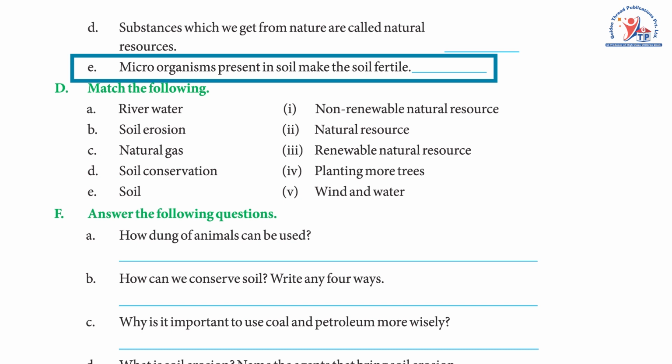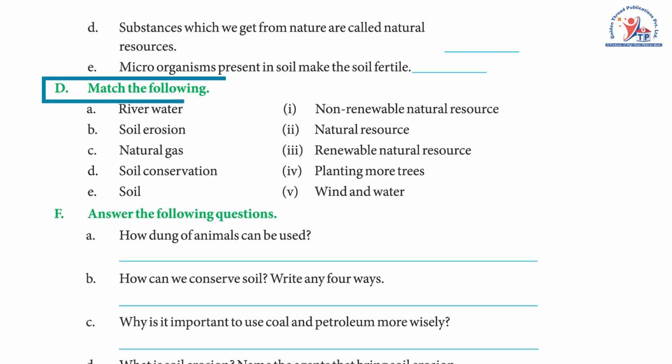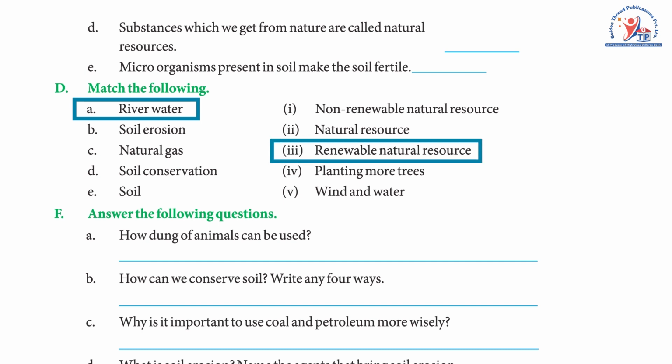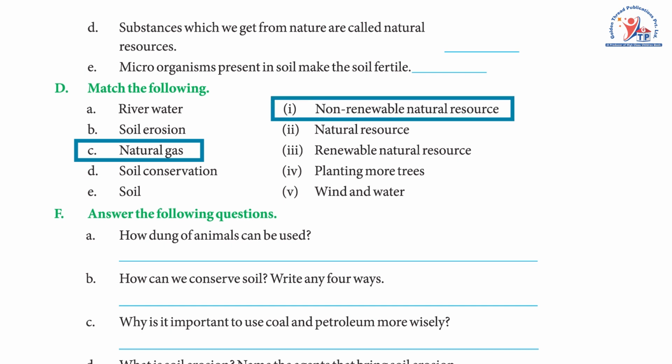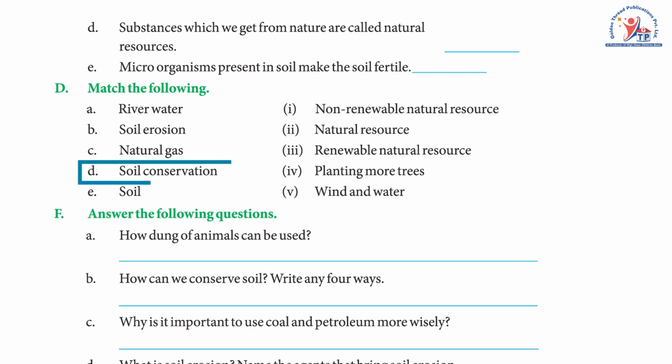E. Microorganisms present in soil make the soil fertile. Answer. True. D. Match the following. A. River water. Answer. Renewable natural resource. B. Soil erosion. Answer. Wind and water. C. Natural gas. Answer: non-renewable natural resource. D. Soil conservation. Answer: planting more trees. E. Soil. Answer: natural resource.